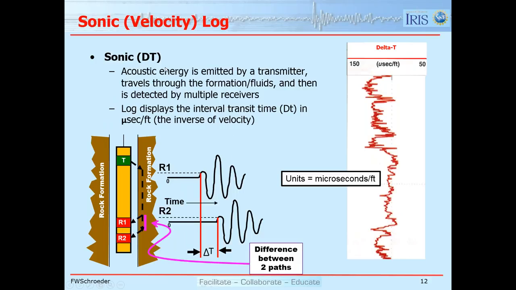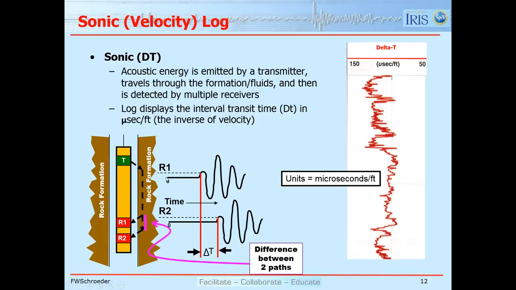A log that geophysicists like myself love is the sonic log. Some people might call it a velocity log. It measures a parameter called delta time, or dt, and so often the sonic log is represented by dt for delta time. We have a tool with a transmitter and at least two receivers. We send a pulse, the sound waves go through the formation and refract into the receivers.